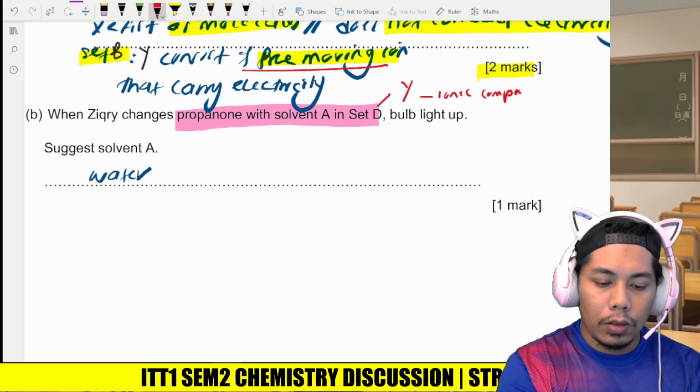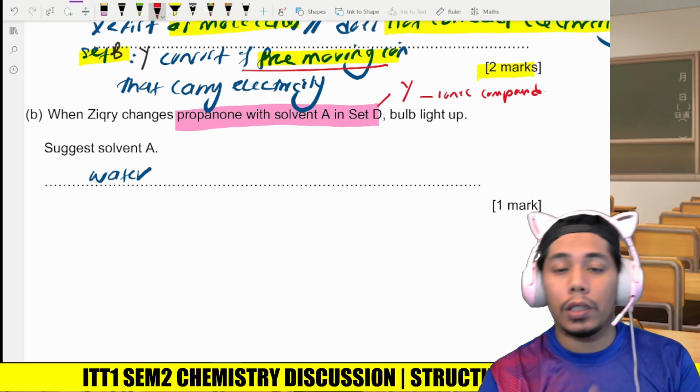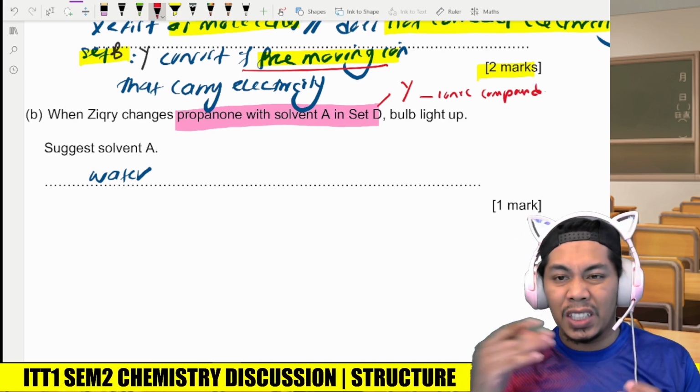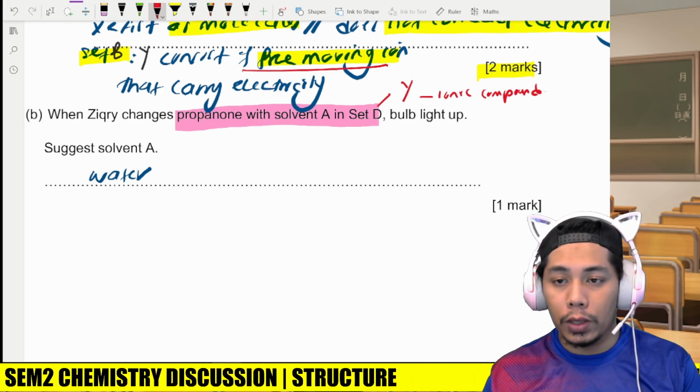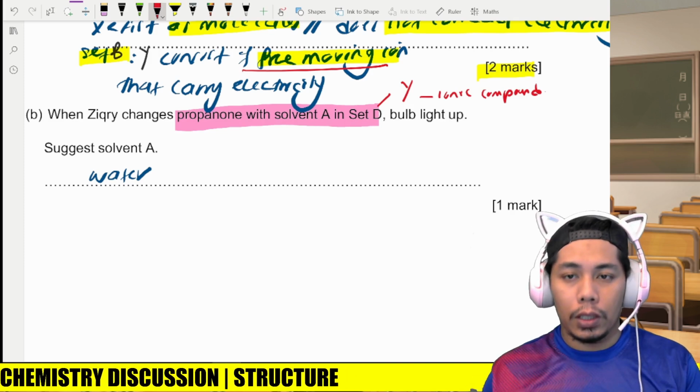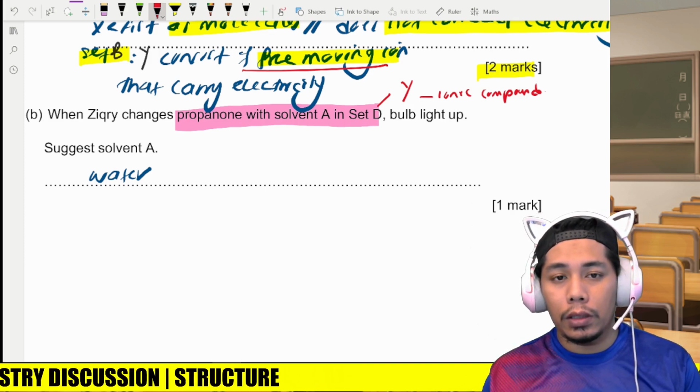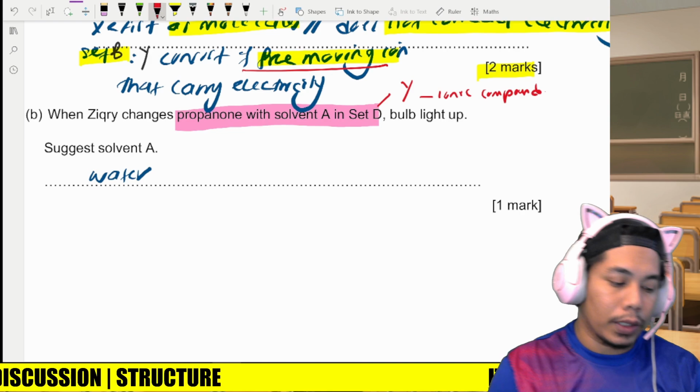Okay, so ionic compound dissolve in water. When it dissolve in water, it will produce ion ataupun dia ionize to produce ion. Okay, now there are free moving ion to carry electricity. That's why the solvent A is water.